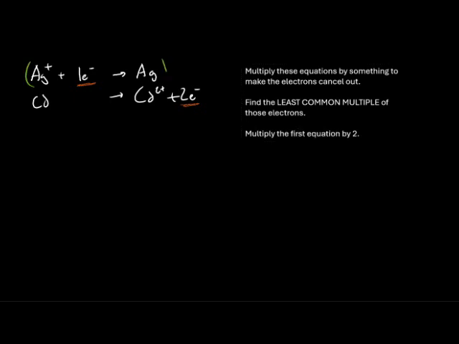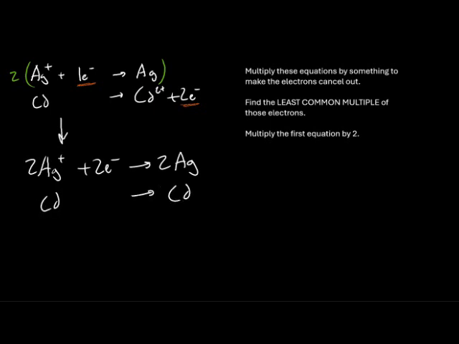Let's write that in. Let's look at what happens when we multiply that top equation by the 2. We'll have 2 pieces of silver plus 2 electrons yields 2 silver. All of the coefficients get multiplied by 2, and since all of my coefficients were 1, they all become 2. The second equation does not change anymore. It is now cadmium yields cadmium 2 plus plus 2 electrons.